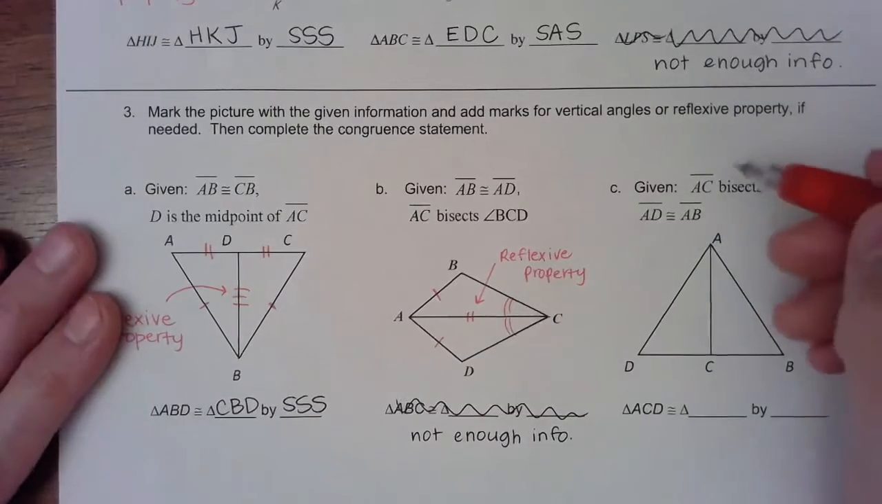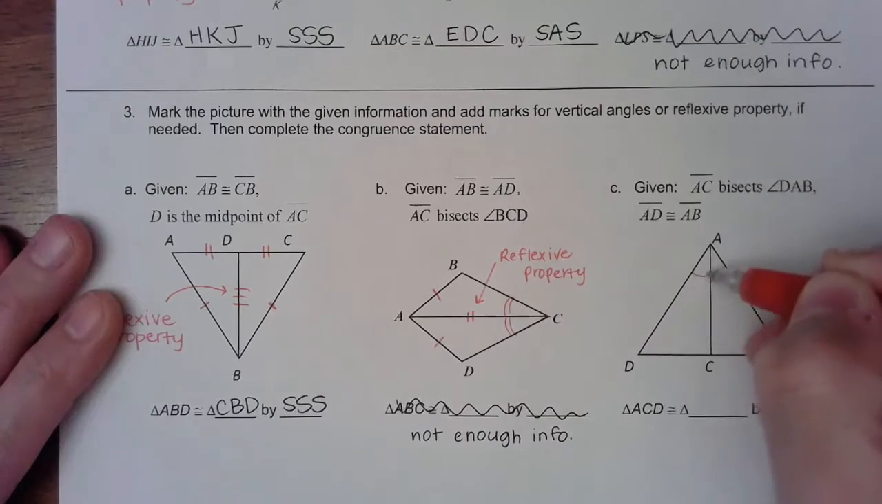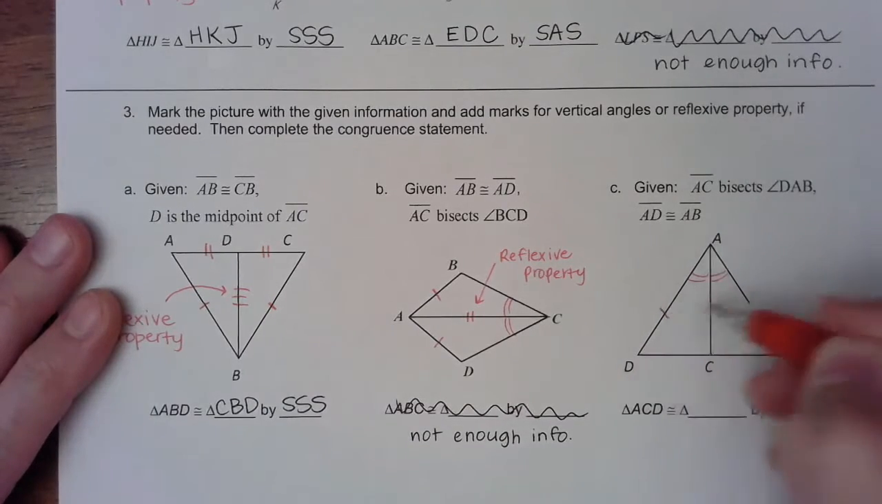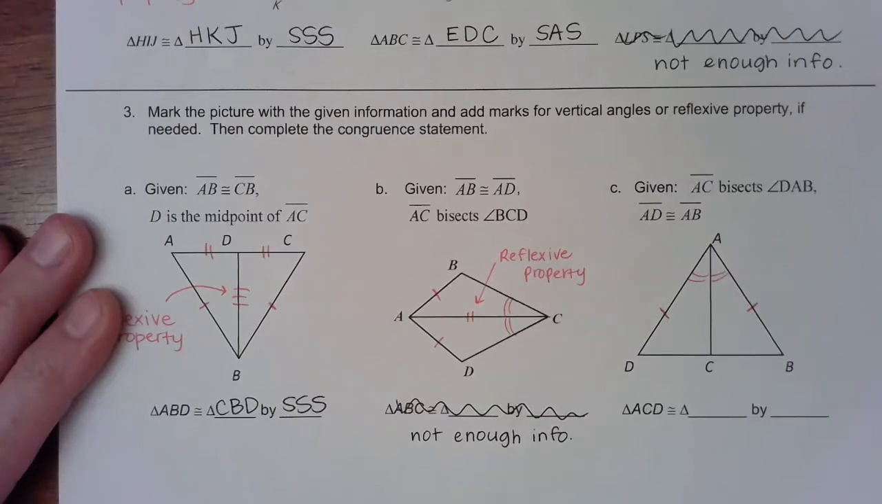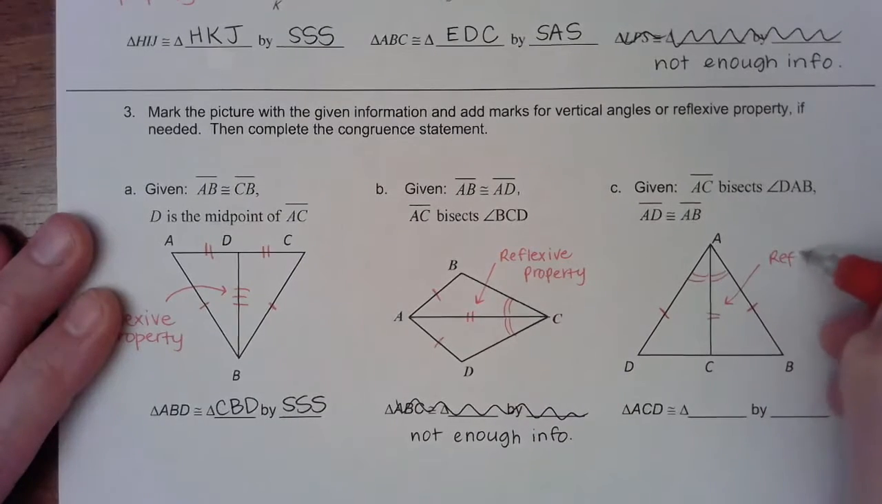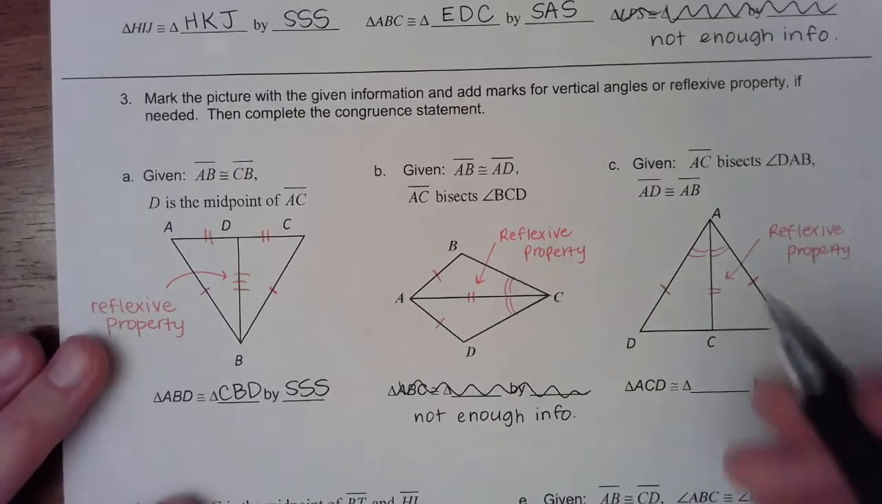On C rather, side AC bisects angle DAB, so that means this piece is congruent to this piece. It says side AD is congruent to side AB, and so those are the two things that are given to us. Side AC is congruent to itself, and that's because of the reflexive property, not because it was given to us. And because of that, we do have enough information on this one to conclude that the triangles are congruent.